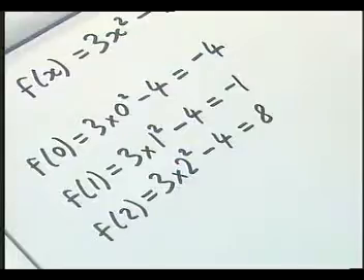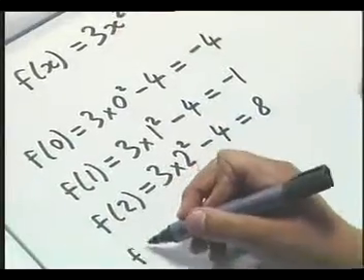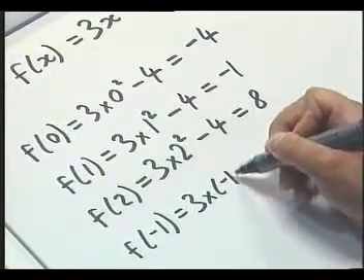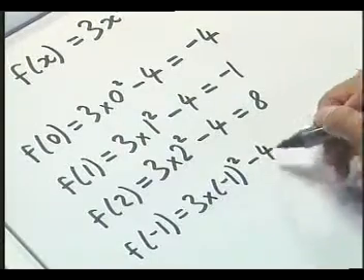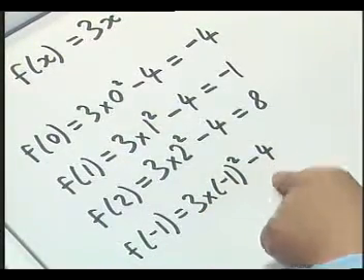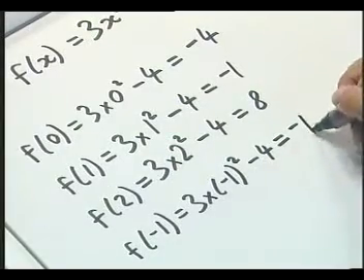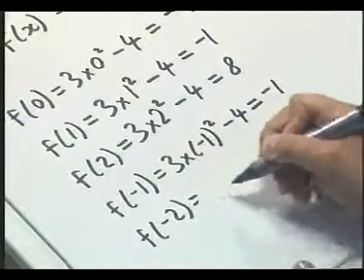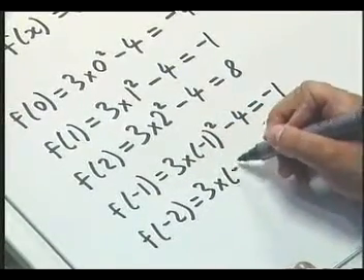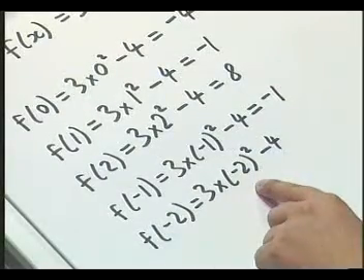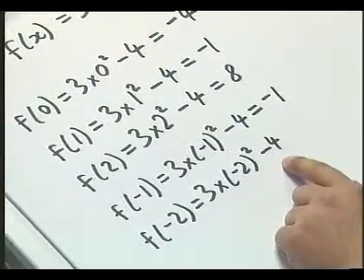And as I said before, there's no reason why we can't include a negative argument. So if I put f of minus 1 in, we get 3 times minus 1 squared, take away 4, which is 3 times 1, gives us 3, take away 4, gives us minus 1. And f of minus 2 would give us 3 times minus 2 squared, take away 4, which is 3 times 4, which gives us 12, and take away 4 will give us 8.